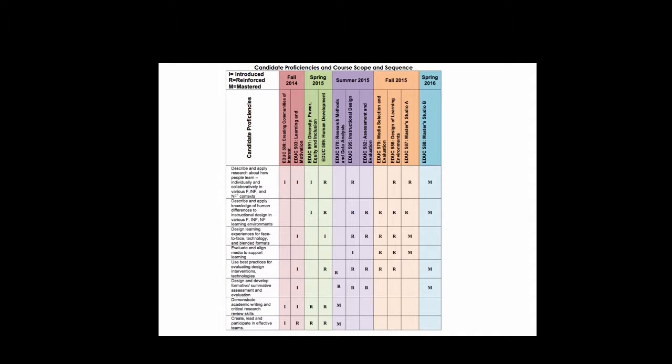Notice that there are courses along the first row, and then along the first column there are the outcomes from the course or proficiencies that you anticipate the students will achieve. And then notice further that there are I's, R's, and M's. The I means you're introducing this concept or skill to the learners in this particular course.